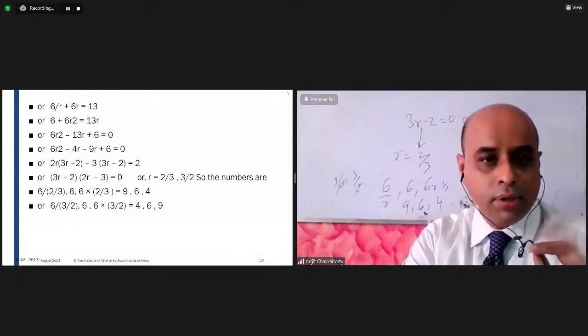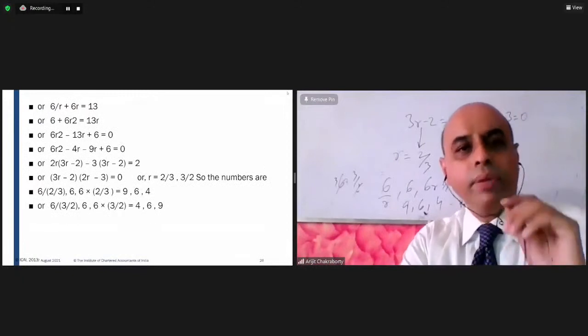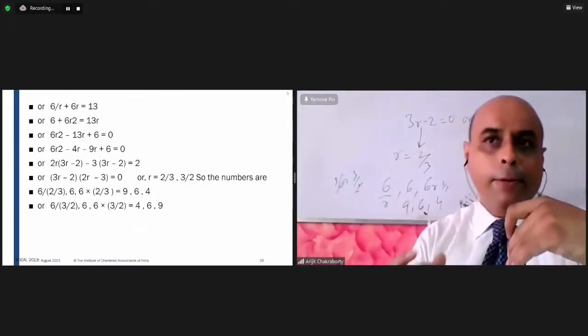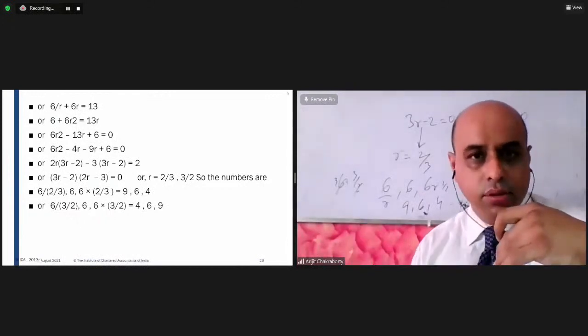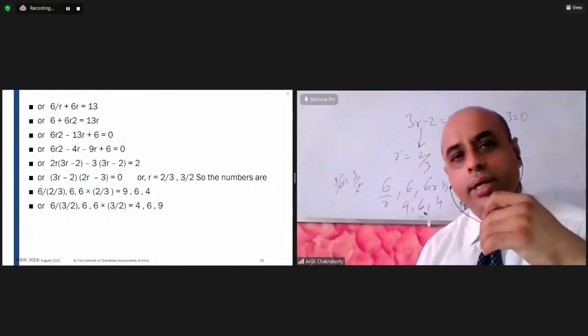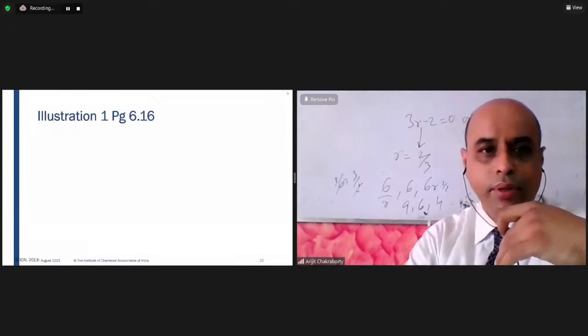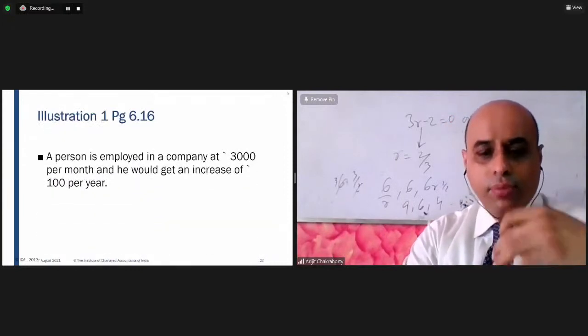Okay, so this is an important problem which we completed, which is a mix of both quadratic equation, getting the roots of the quadratic equation, as well as using the GP formula. Okay, now we will take this question.